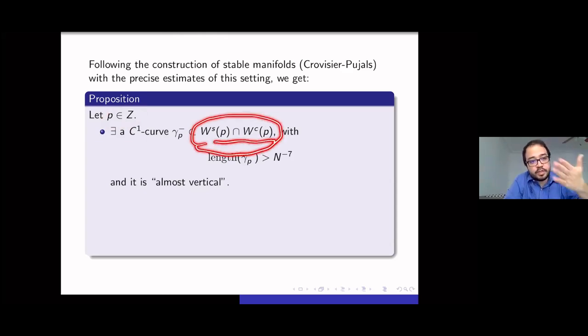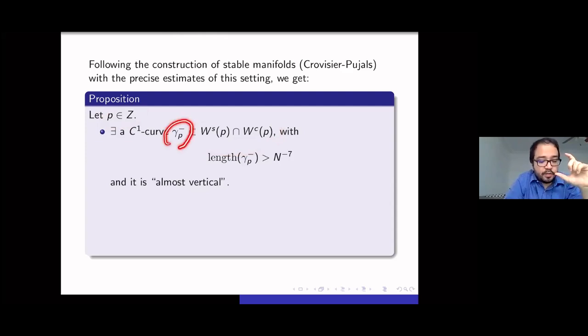So you have your stable manifold, which has dimension 2, you intersect with the center, and this is going to give you something of dimension 1. So this stable manifold contains a curve with good length. The length is bounded from below by n to the power minus 7. And you can also tell that this curve is almost vertical. It's tangent to some vertical cone. So this curve is actually something like this. It has good size and good direction.